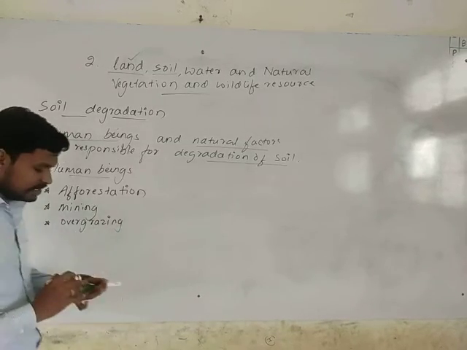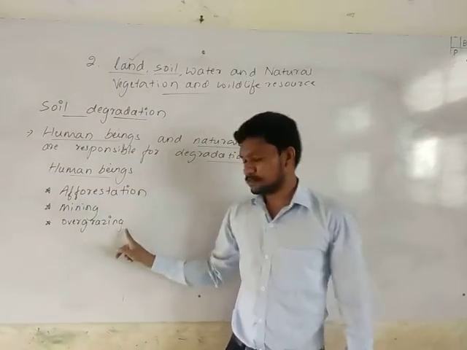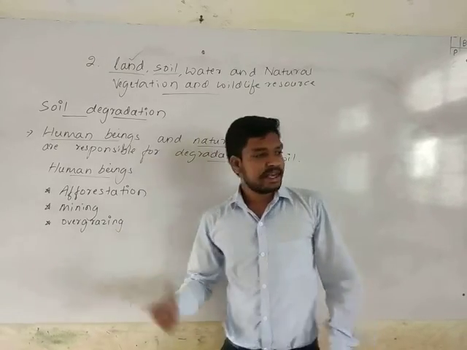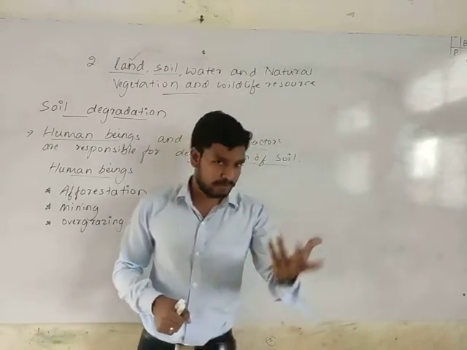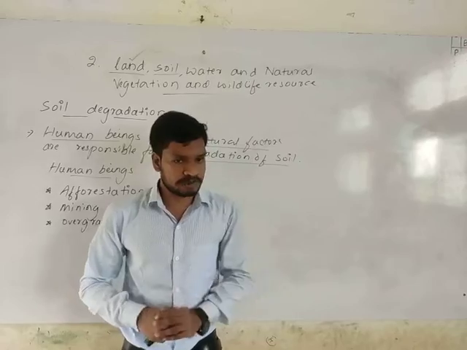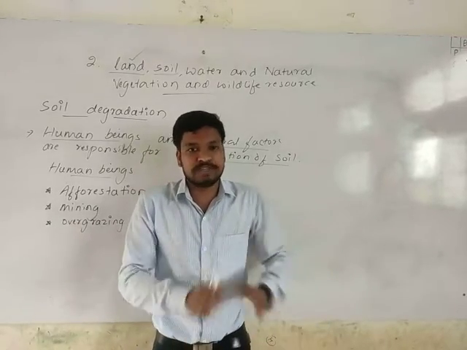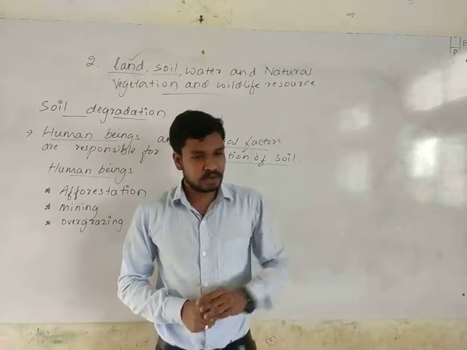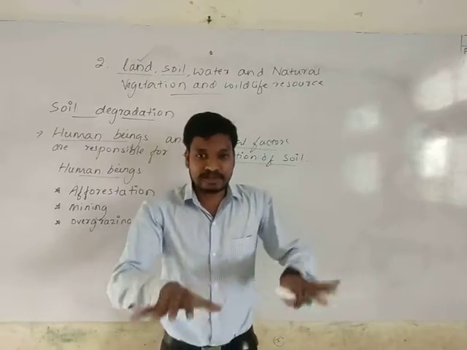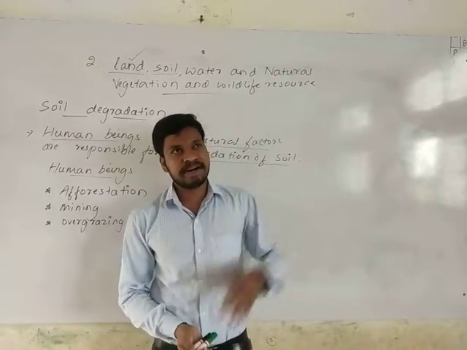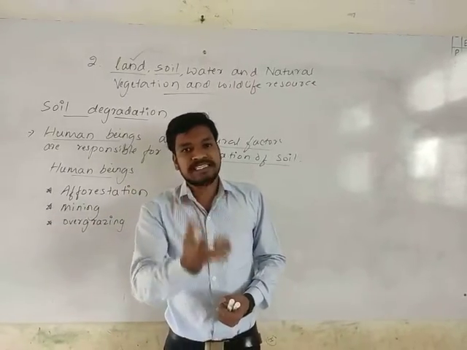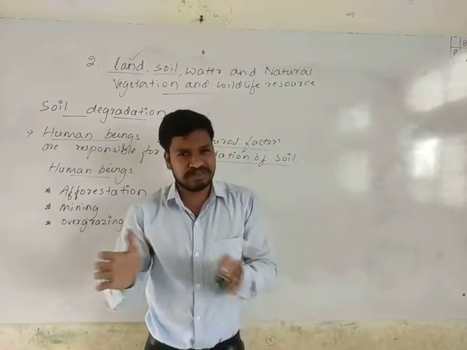Grazing is nothing but growing fodder crops for the animals. It's called grazing, and overgrazing. In agriculture, we grow a single crop or double crops in one agriculture year. After that we leave that land without growing anything for 1 or 2 months. In that time, the soil gets its fertility back, by rainwater or by adding some manure. It gains fertility within 1 or 2 months.